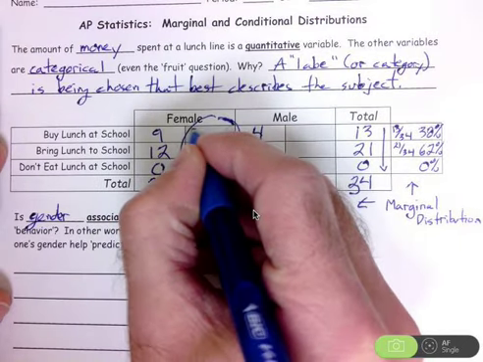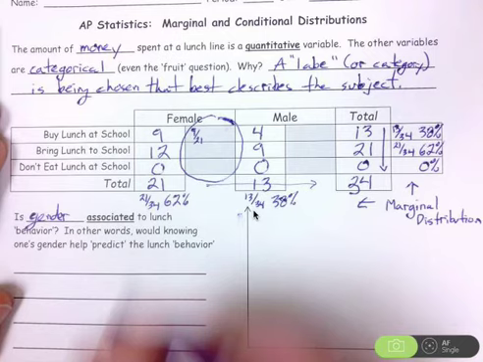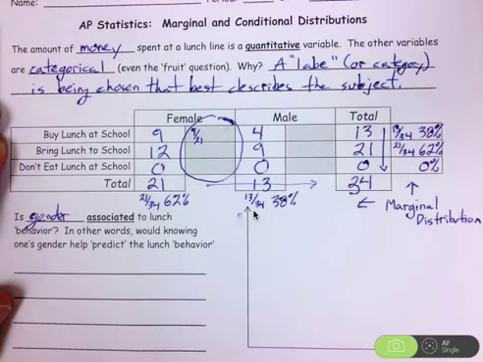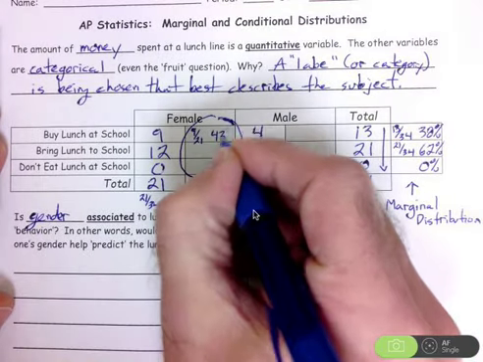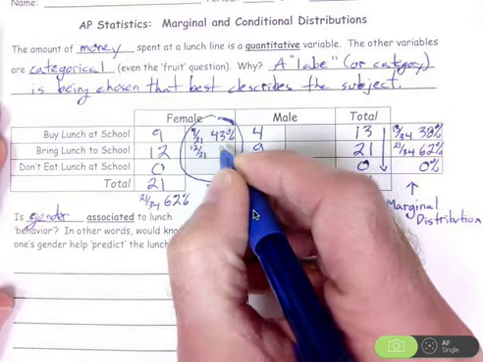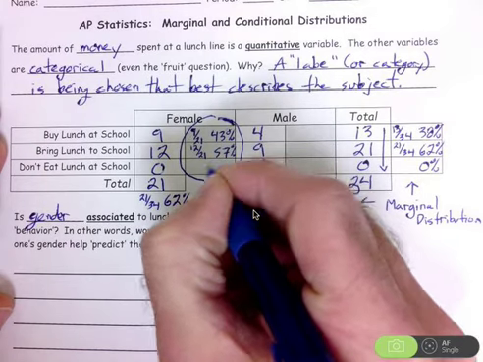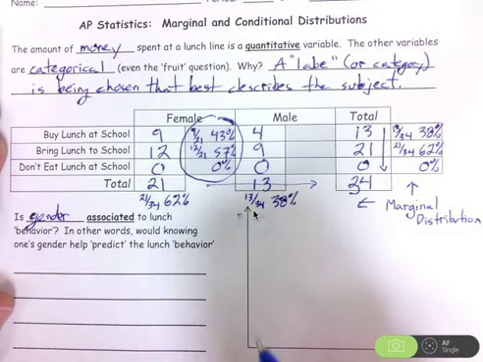So notice 9 out of 21 females buy their lunch. So 9 out of 21, that's 43%. So 12 out of 21 bring their lunch, that's 57%. And of course, it's 0 out of 21 or 0% don't eat their lunch at school.